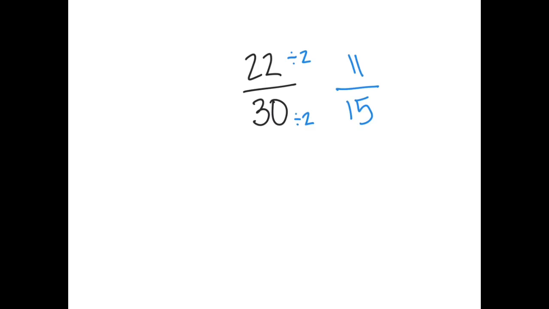Now it's time for you to try one on your own. Let's try 22/30. Try it on your own, pause the video, and when you're ready to check, restart the video. 22/30 is both even, so I'm going to divide them both by 2. 22 divided by 2 is 11, and 30 divided by 2 is 15. 2 is the only common factor, so 2 is the only thing you can divide them by.